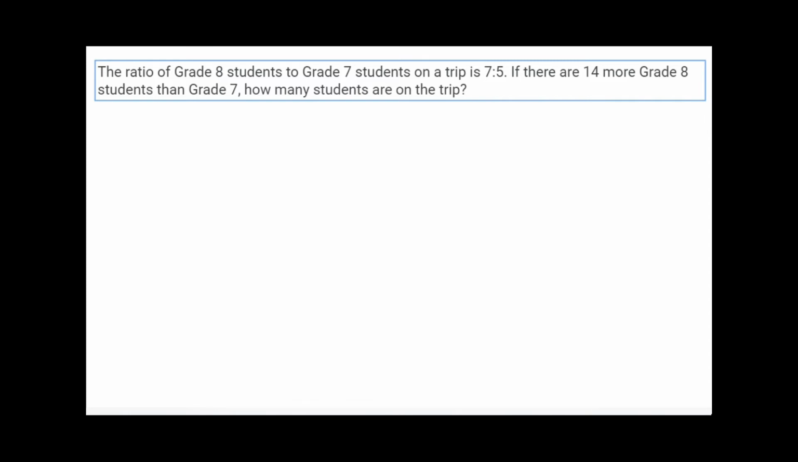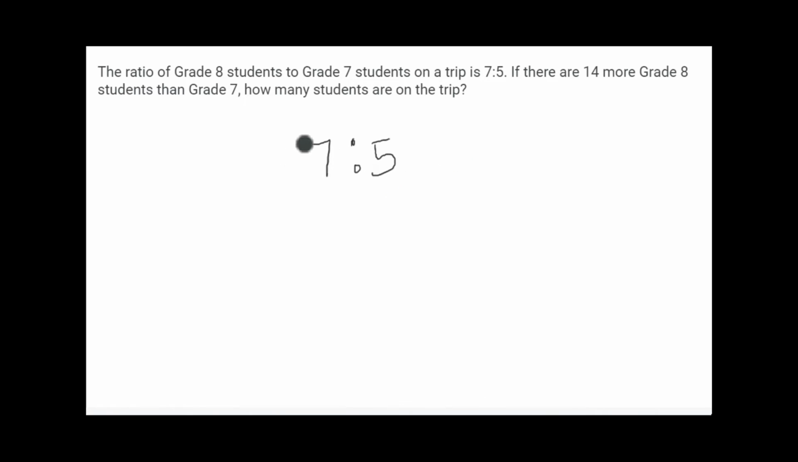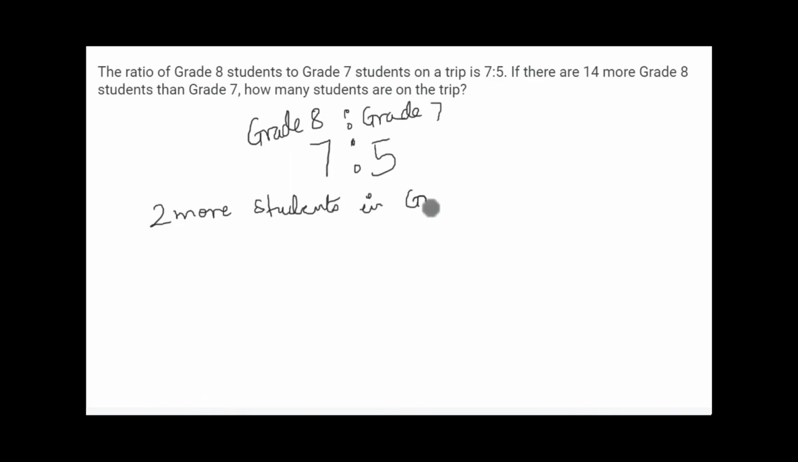So this is the second question. The ratio of grade 8 students to grade 7 students on a trip is 7:5. If there are 14 more grade 8 students than grade 7, how many students are on the trip? This is very easy actually. Grade 8 to grade 7, the ratio is 7:5. So these are grade 8 students, 7, and these are grade 7 students, 5. So right now in the ratio, if you see, there are 2 more students in grade 8 compared to grade 7.